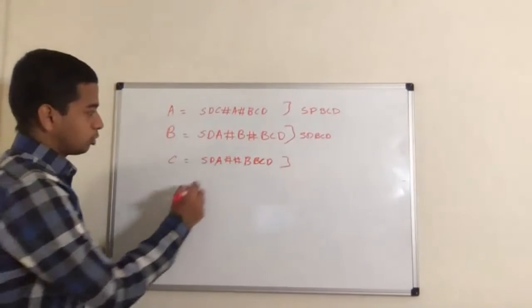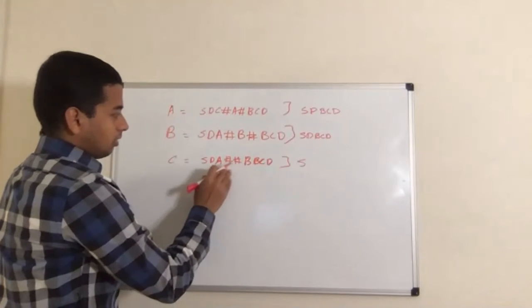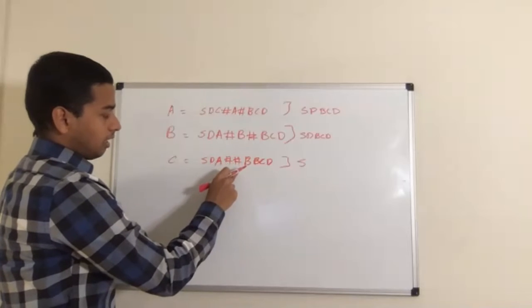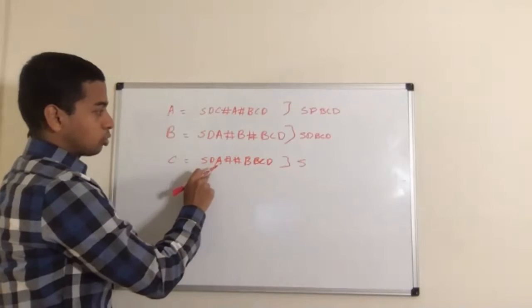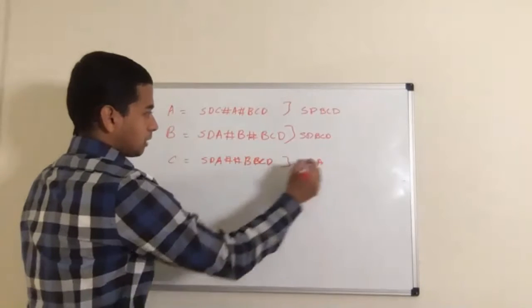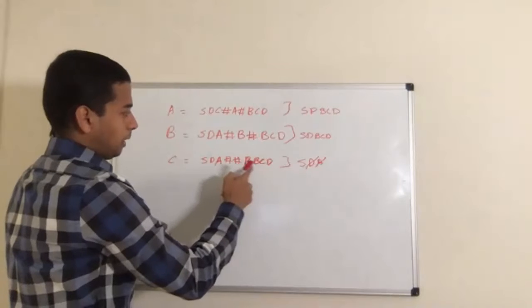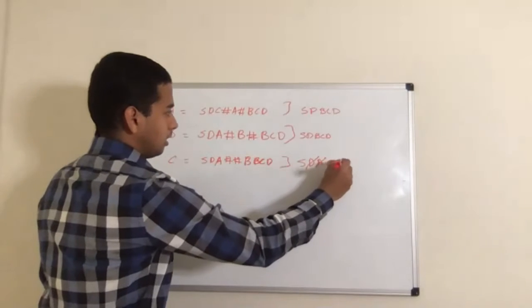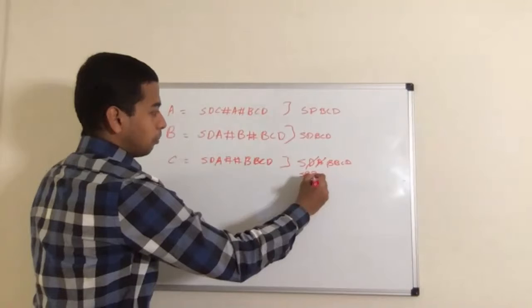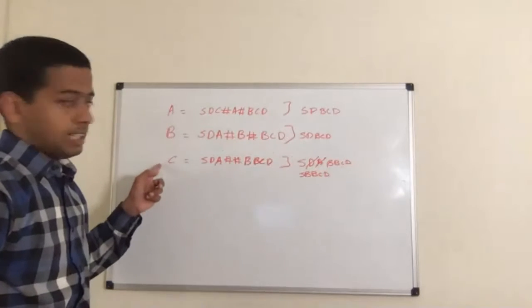All right, so it will be S, D, A. When I type A and type a backspace, A gets removed. Then another backspace is there, so D will also get removed. So S, D, A, backspace, so A gets removed. Next backspace, so D gets removed. Then BBCD. So what is the output here? Yes, BBCD.